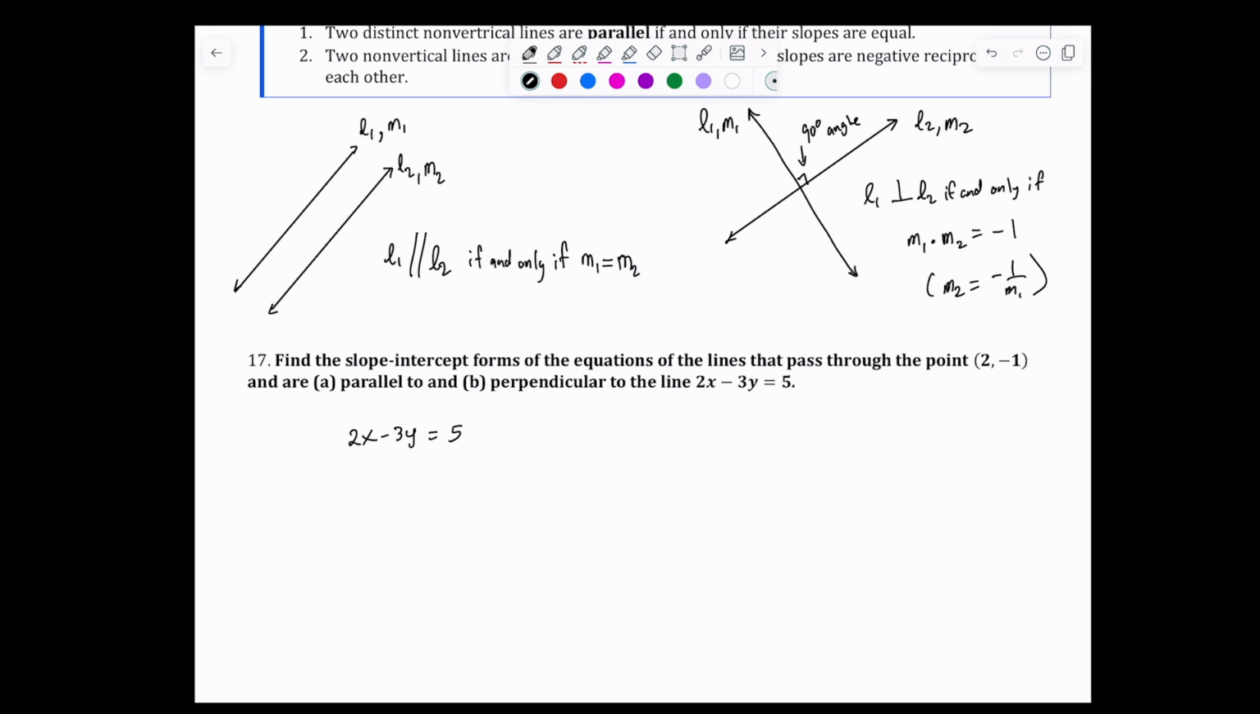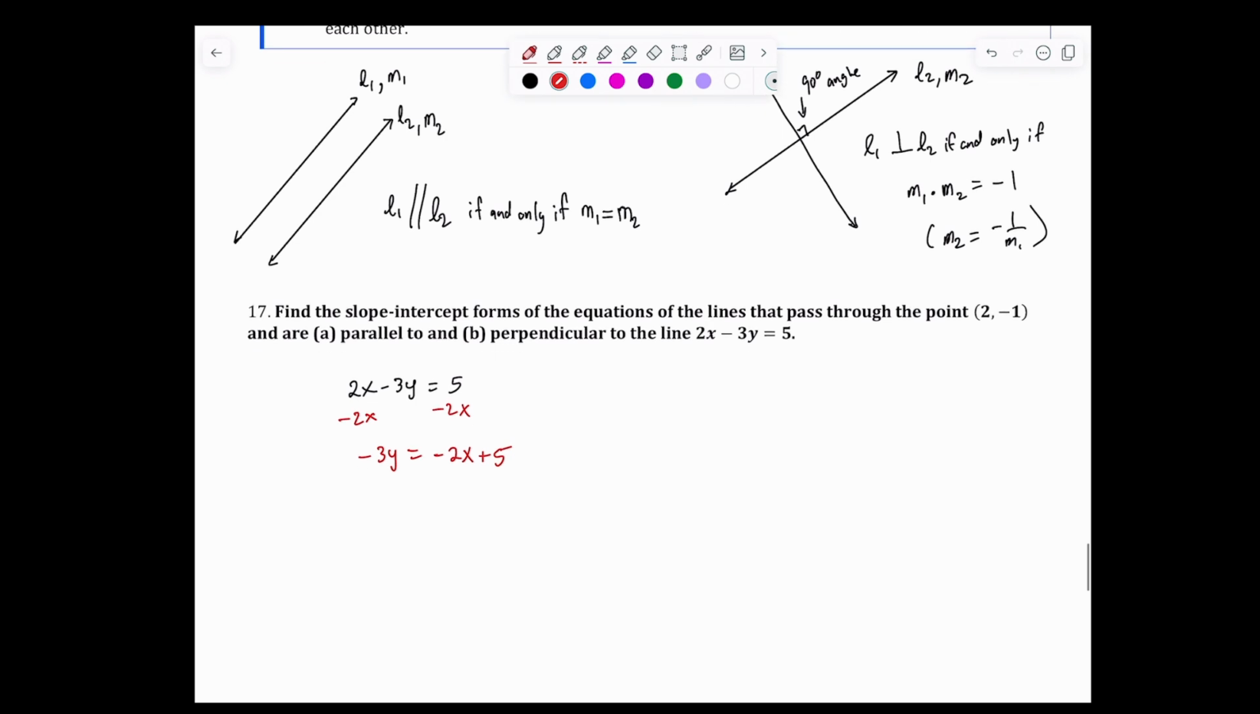Okay, so to do this, we need to isolate the y from this equation to determine the slope of this line. Or you could find 2 points on the line and then use those 2 points to get the slope, however you want to do it. But I'm going to isolate the variable y here. So I'm going to subtract 2x on both sides. Doing so gives me negative 3y equals negative 2x plus 5. And then I'm going to divide both sides by negative 3, so I get positive 2/3 x minus 5/3.